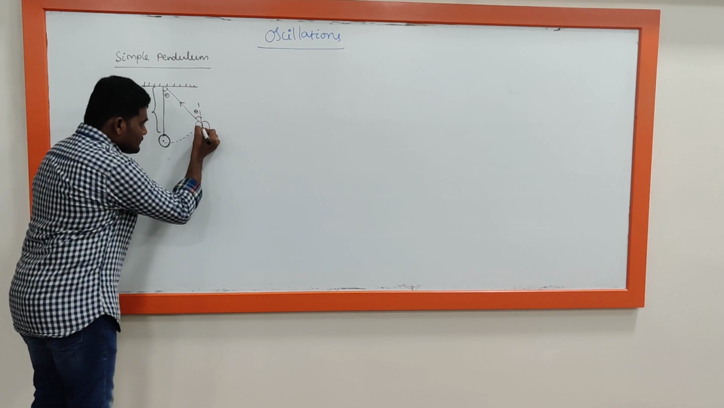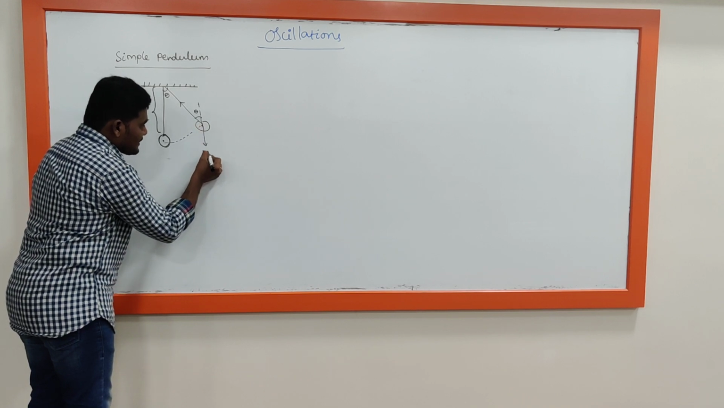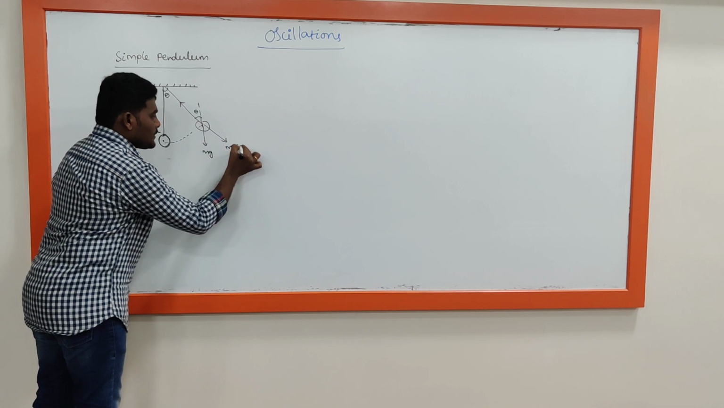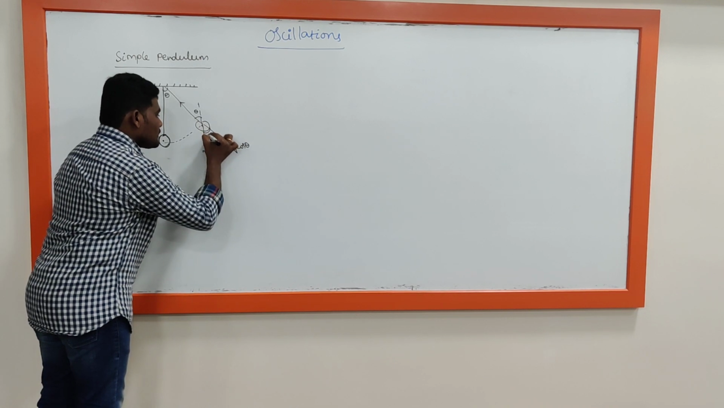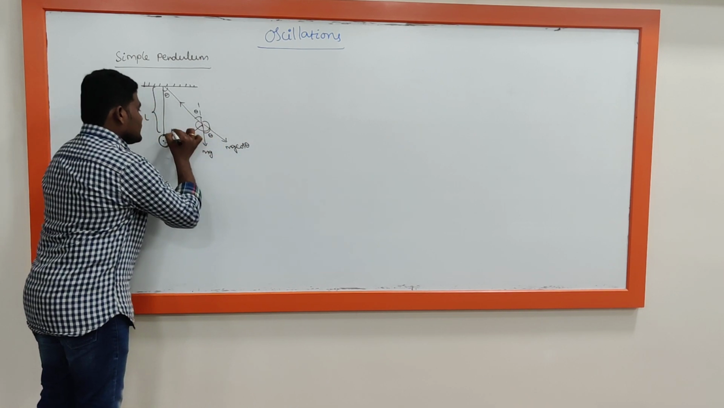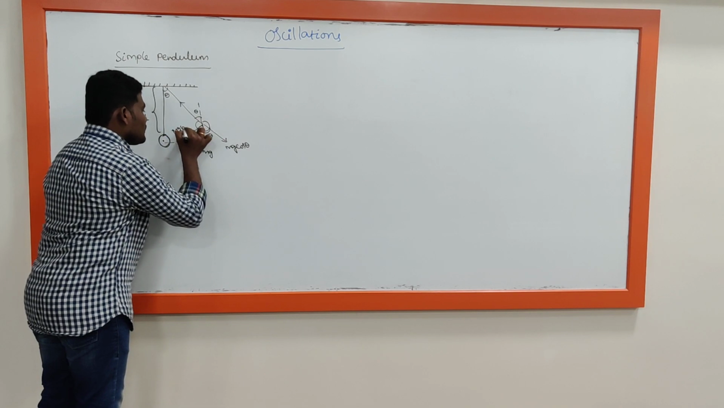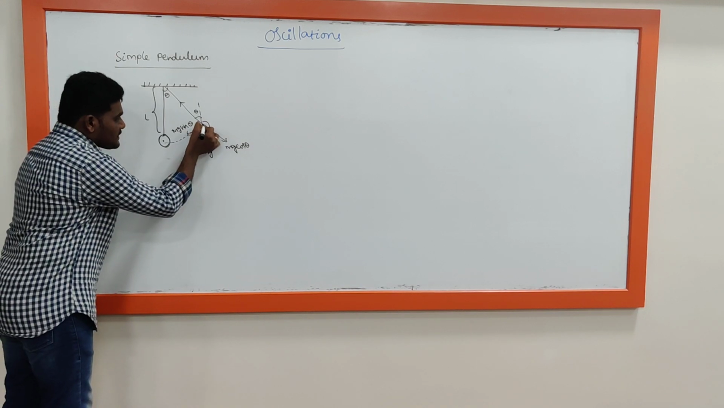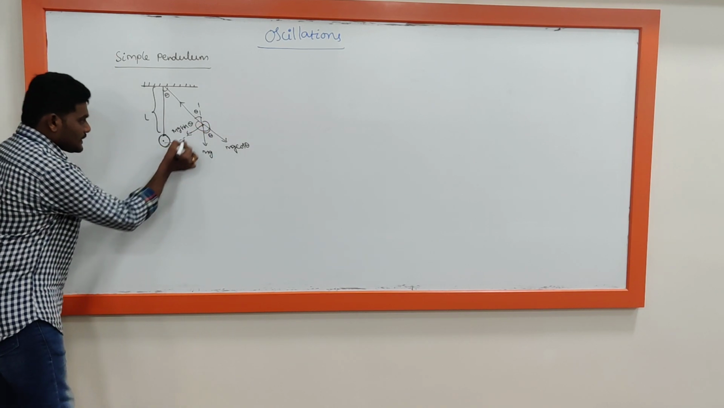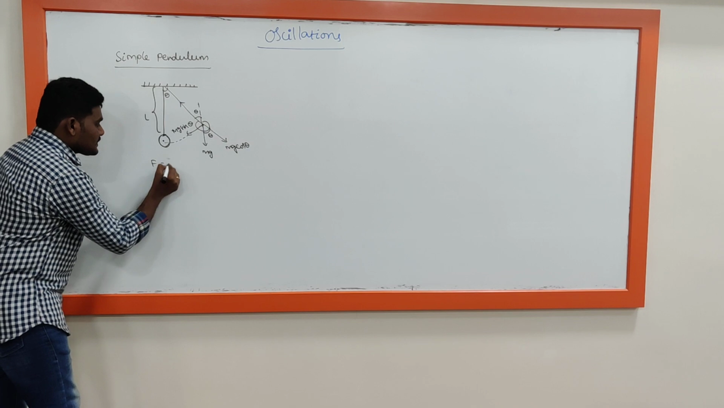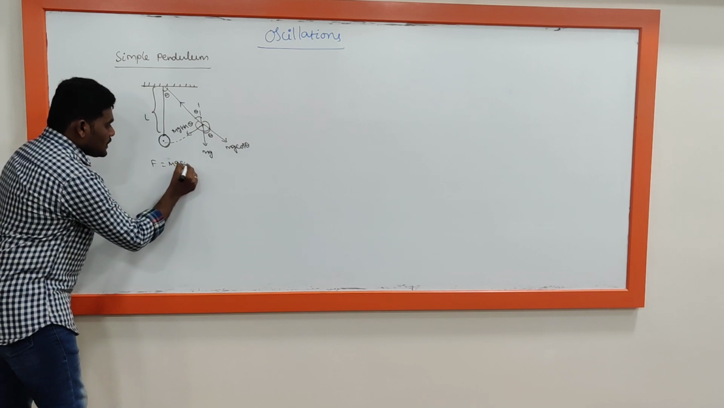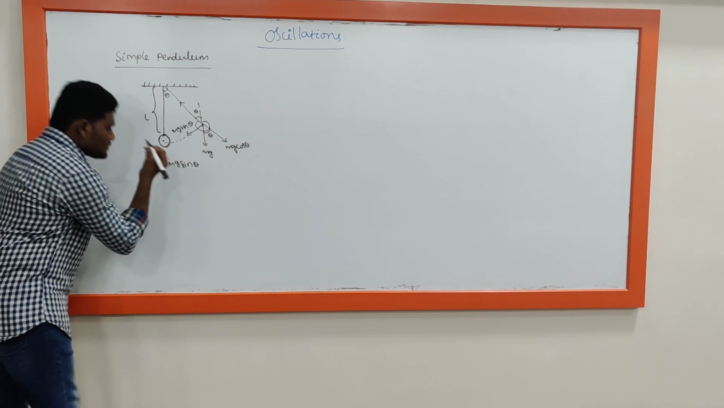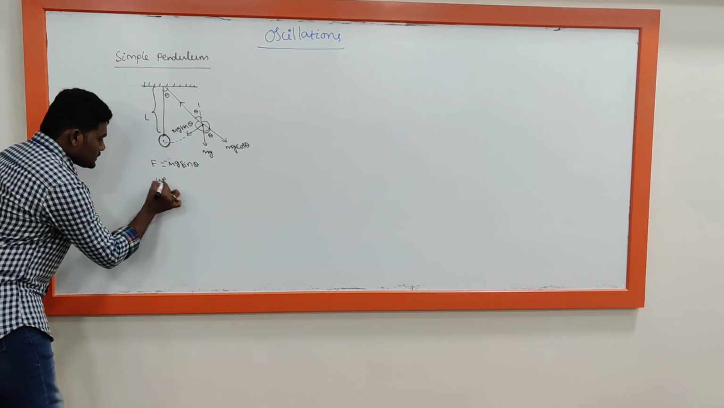If we extend this angle, generally weight will act downwards. So this side is the mg cos theta component, and this side is mg sin theta. The force, because of this mg sin theta component, is trying to move toward this side. So we can write force F is equal to mg sin theta. Then what is coming in the opposite direction? So minus. We know torque.